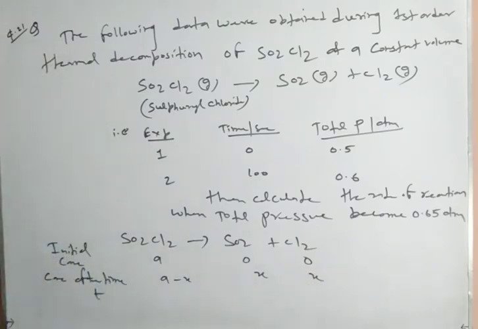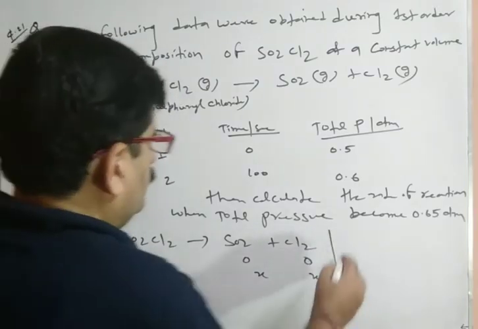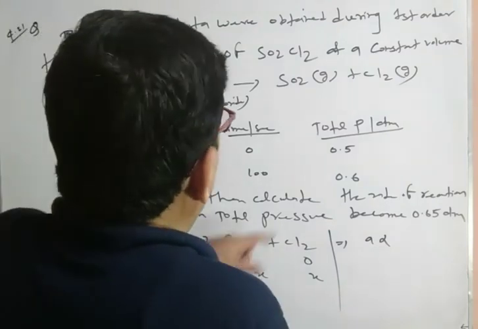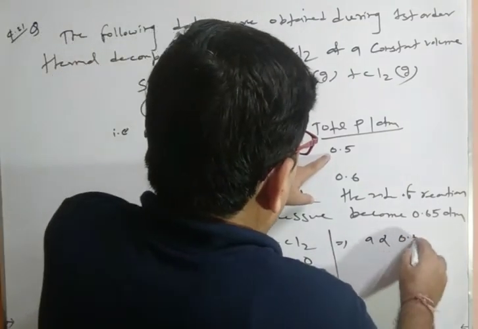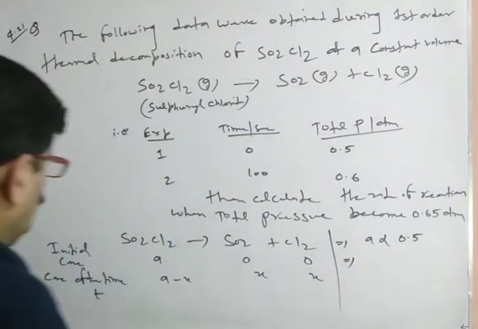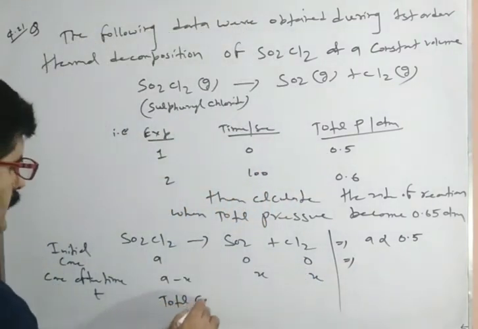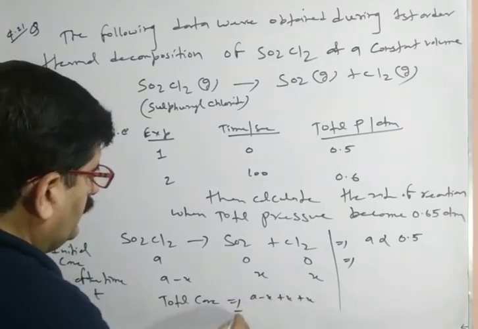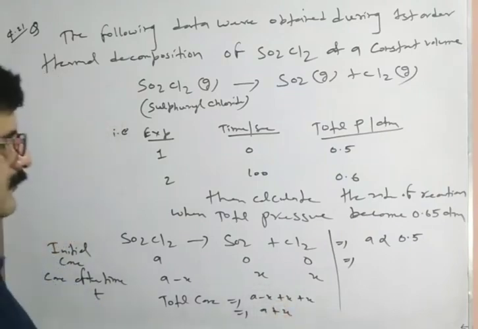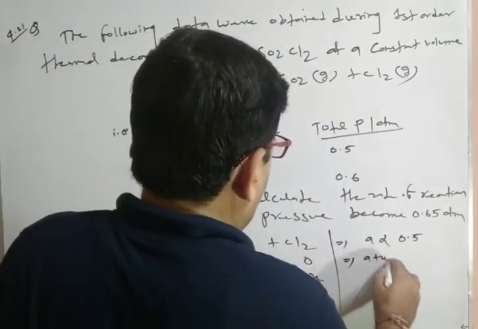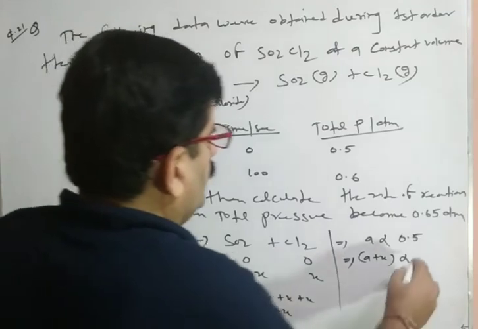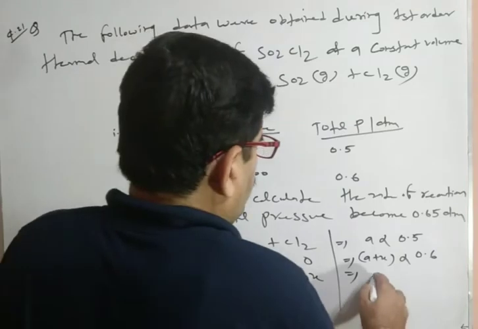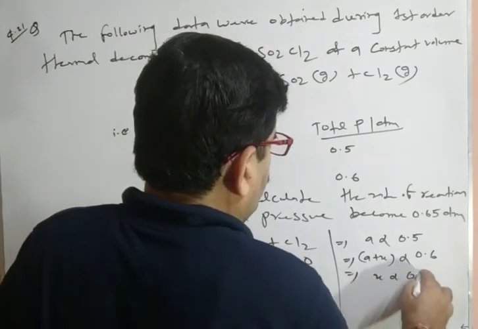According to the concept of proportionality, we can write a proportional to 0.5. Total concentration a minus x plus x plus x, that is a plus x. So according to the question, a plus x proportional to 0.6. Again we can write x proportional to 0.10.